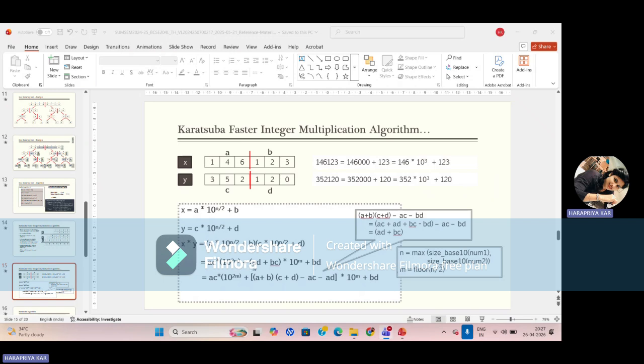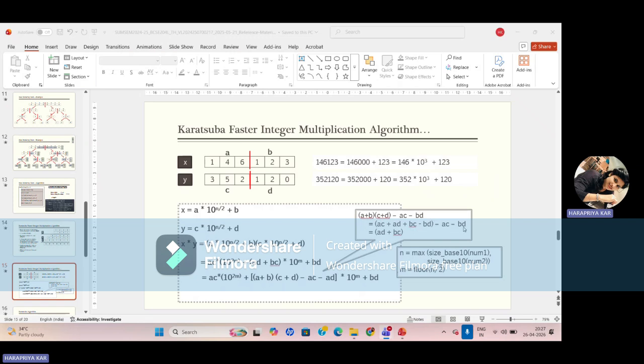Then that means 146 into 10 to the power 3, because there are three digits here, plus 123. Next, for 352, 120: 352 multiplied by 10 to the power 3, because of the 3 digits, plus 120. If we add these, we get the answer. This is our Karatsuba faster integer multiplication.